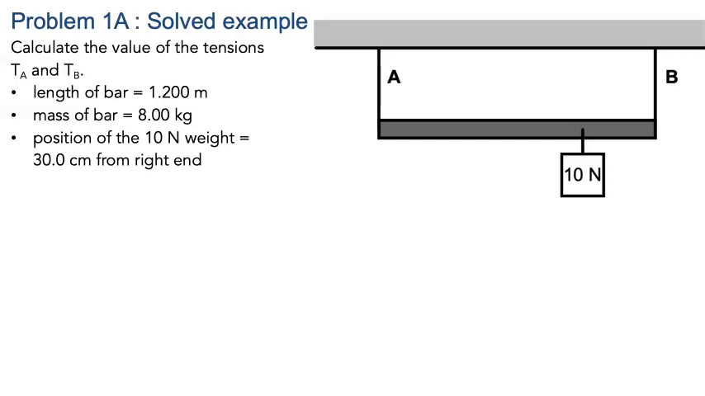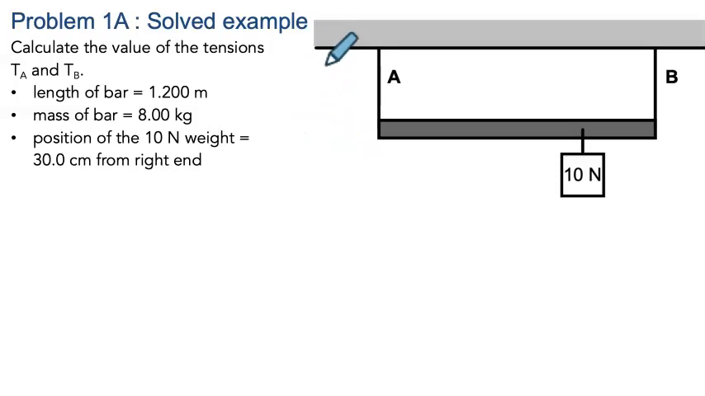Today I want to look at an example of a system that is in equilibrium, but where the sum of forces will not be sufficient to find out what's going on. So you have a ceiling, two cables A and B are supporting a platform, and there's a 10 Newton weight hanging on the side. The length of the bar is 1.2 meters, the mass of the bar is 8 kilograms, and the position of the 10 Newton weight is at 30 centimeters from the right end.